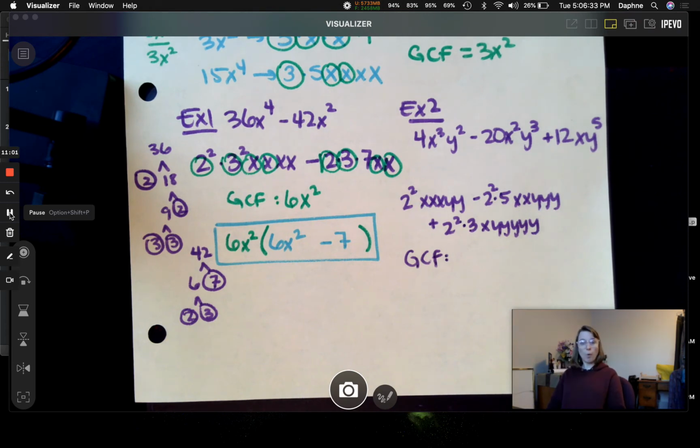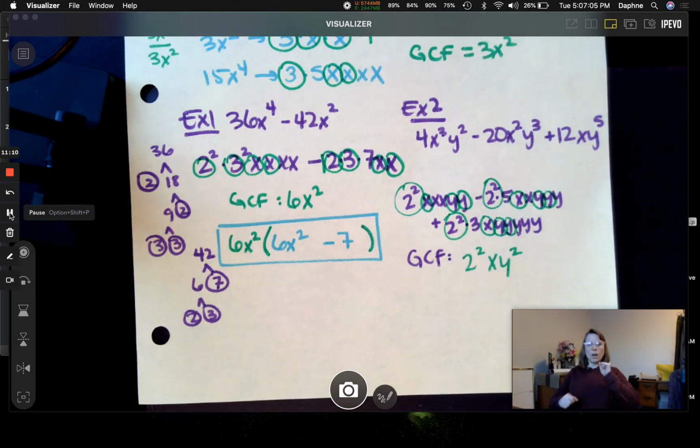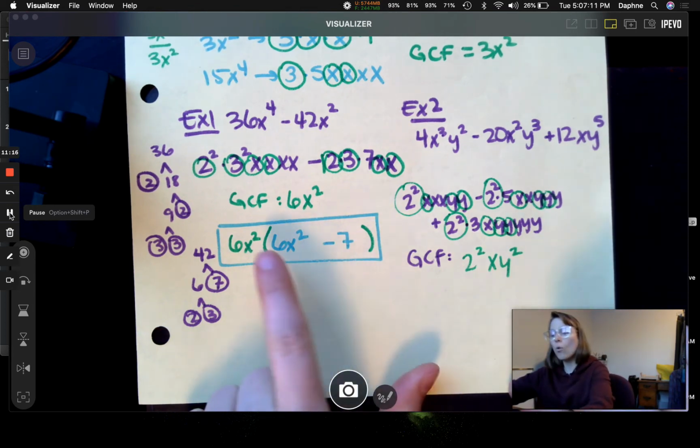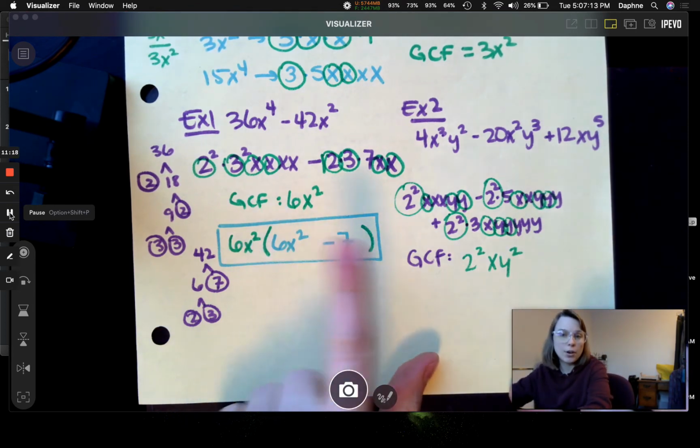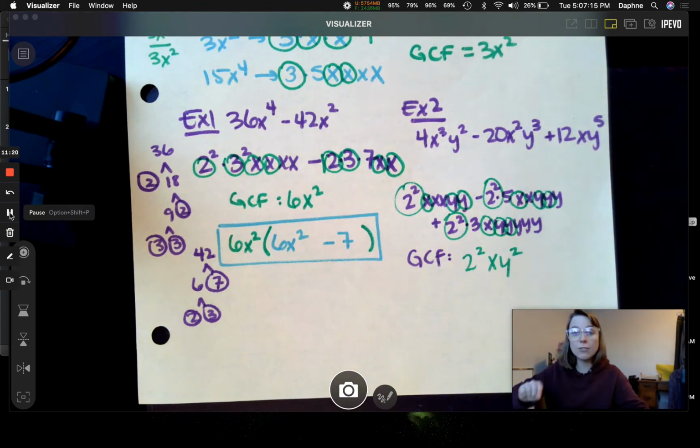And now I want you to pause the video and write down the GCF. So circle all the factors that they have in common, figure out what that is, and go. All right, so it's 2 squared x y squared. That should have been your GCF. Now, you could write it like we had before, write the GCF in the front, and then pick all the leftovers. I'm going to show a different way of showing that exact same work.